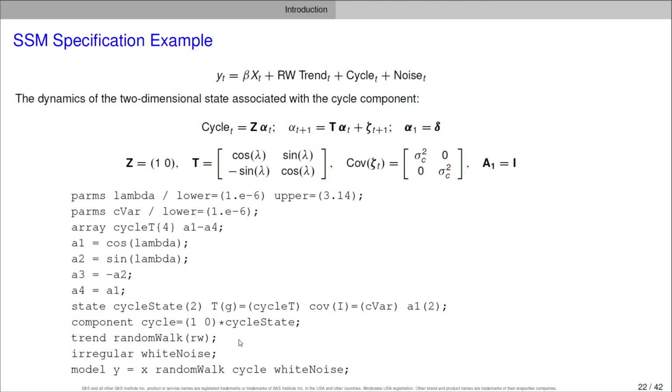Thirdly, we are going to use keyword specification for the random walk trend. That is specified using the trend statement that says random walk is a random walk. So random walk is just a name, and the keyword specification RW says that it's actually a random walk. The irregular component is specified like this. It names white noise, as internally it's modeled as white noise. Finally, the model is specified by the response variable, the X variable as a regressor, and random walk, cycle, and white noise are the other components to be included in the model. So that finishes the model specification part.